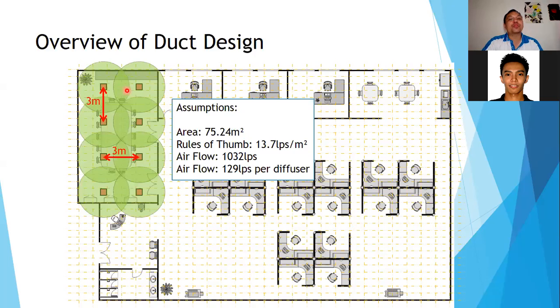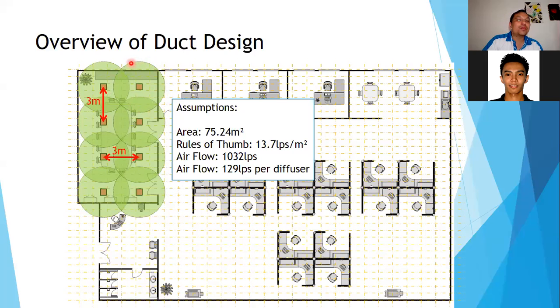Because each diffuser has a throw, meaning when air comes out from one diffuser, the air can travel up to 4.5 meters from the center. So this small square here is my diffuser. It can throw air up to this area, 4.5 meters from here. So from here all the way to here is 4.5 meters roundabout.